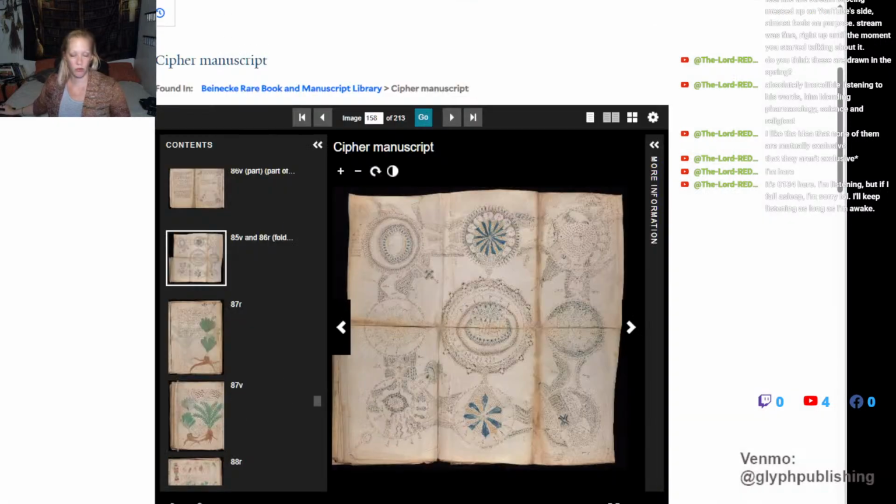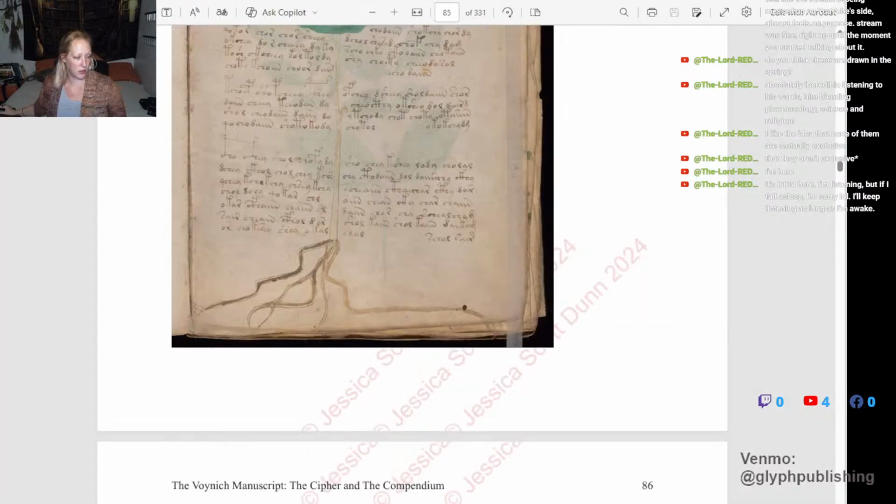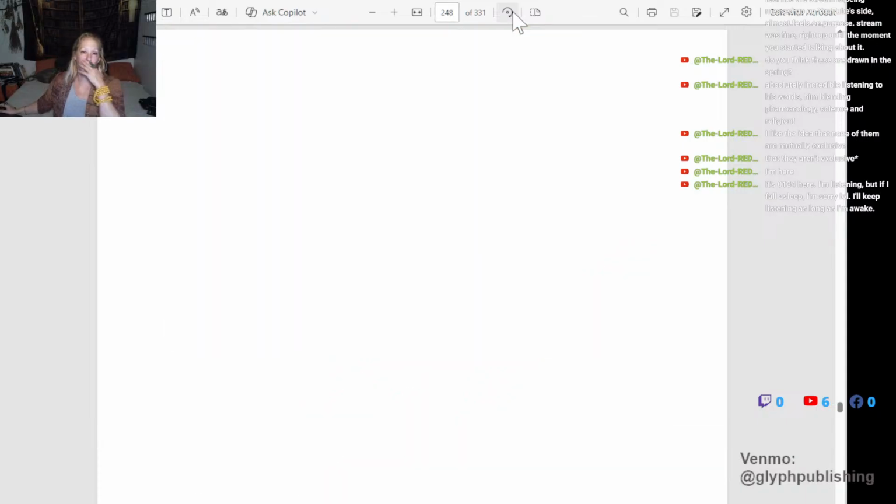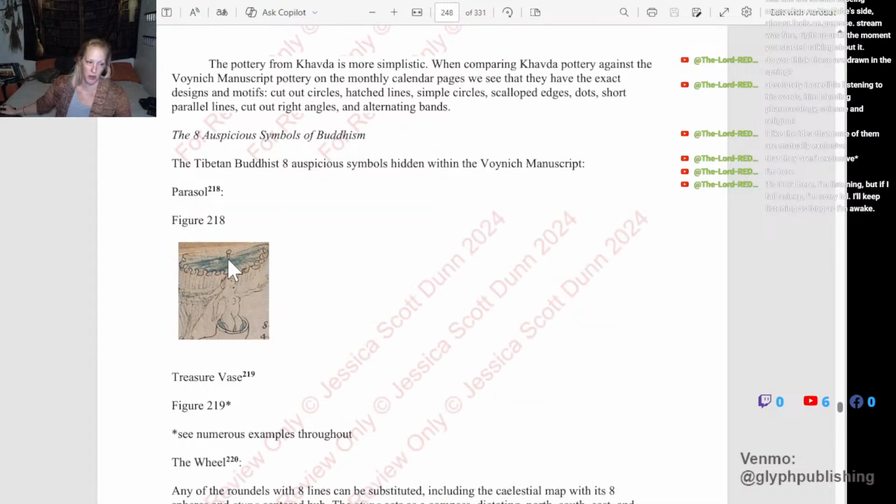Also, the 8 auspicious symbols hidden within the Voynich manuscript. Okay, so all 8 auspicious symbols are hidden, part of the umbrella right there. This is the parasol. The treasure vase, you get a gazillion examples of this.